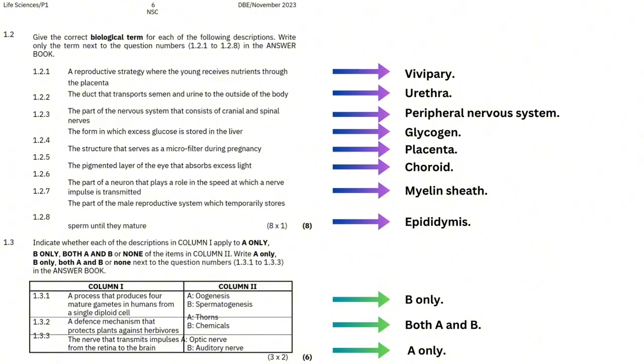1.2.6. The pigmented layer of the eye that absorbs excess light. The answer, choroid. 1.2.7. The part of a neuron that plays a role in the speed at which a nerve impulse is transmitted. The myelin sheath. And 1.2.8. The part of the male reproductive system which temporarily stores sperm until they mature. The answer, epididymis.